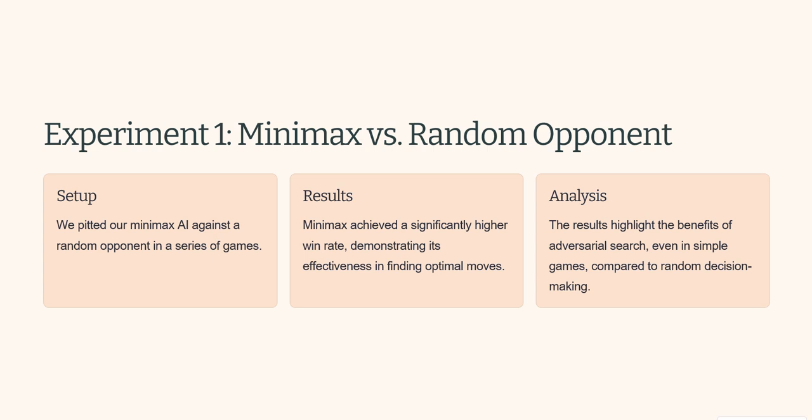There were experiments conducted in which Minimax was faced against a random opponent. So we pitched a Minimax AI agent against a random opponent in a series of games. Minimax achieved a significantly higher win rate, demonstrating its effectiveness in finding optimal moves. The result highlights the benefits of adversarial search even in simple games compared to random decision making.